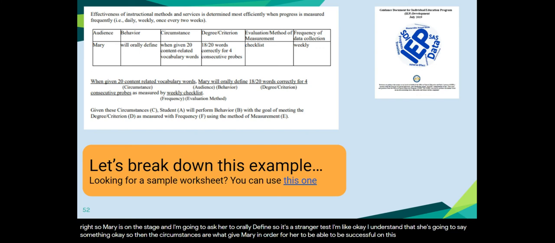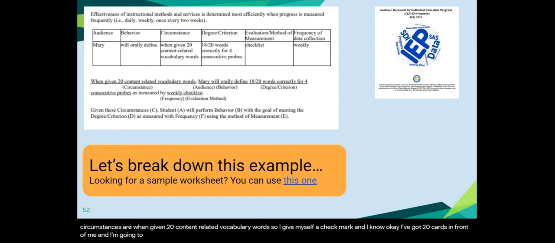So it says the circumstances are when given 20 content-related vocabulary words. So I give myself a check mark and I know, okay, I've got 20 cards in front of me and I'm going to hand those words to Mary. She's on the stage and she's going to orally define those words. So when I look at the data that came with Mary from her other school, it said that Mary was currently able to orally define those words, and she was doing 15 out of 20 accurately. And she'd done that on 3 consecutive probes. So for me, the 3 consecutive probes, it says the goal is measured weekly.